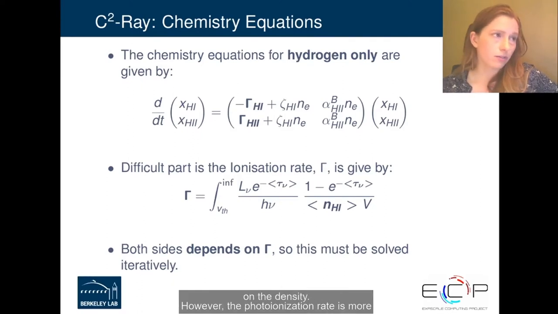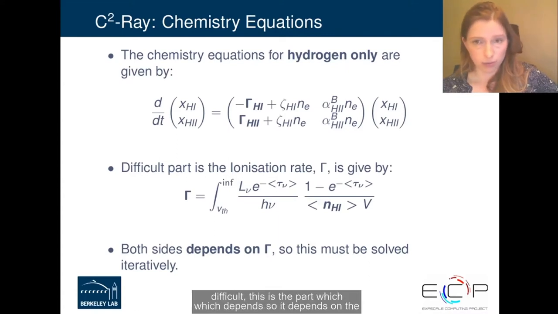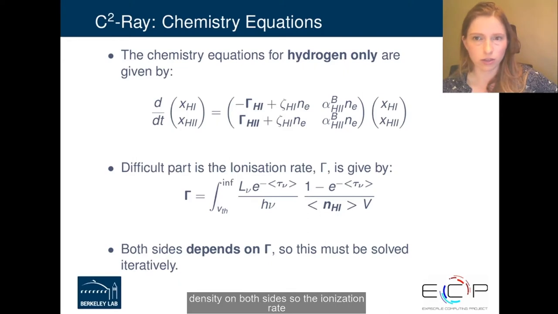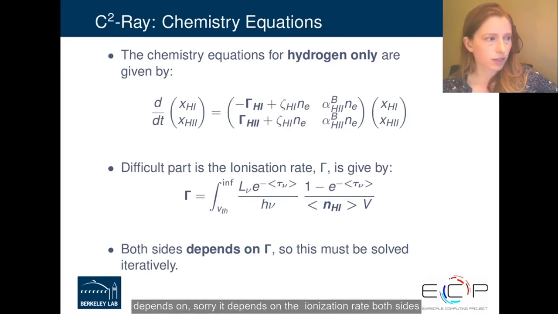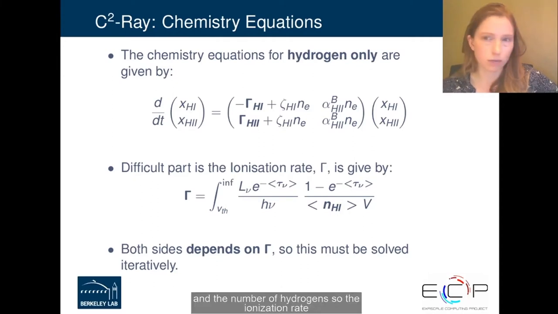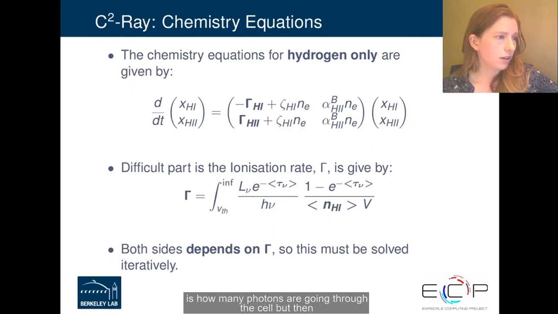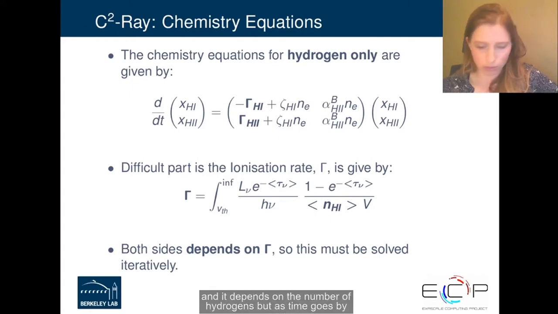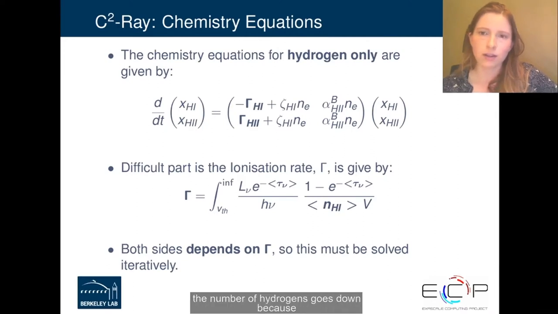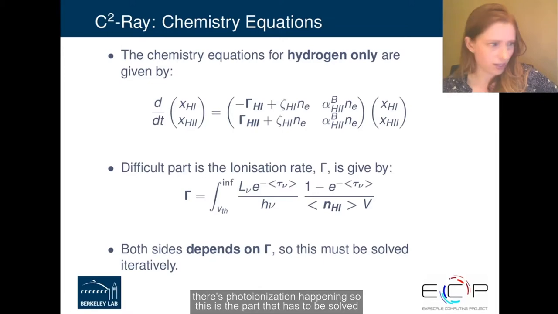However, the photoionization rate is more difficult. This is the part which depends on the density on both sides, on the number of hydrogens. The ionization rate is how many photons are going through the cell, and it depends on the number of hydrogens, but as time goes by, the number of hydrogens goes down because photoionization is happening. So this is the part that has to be solved iteratively.